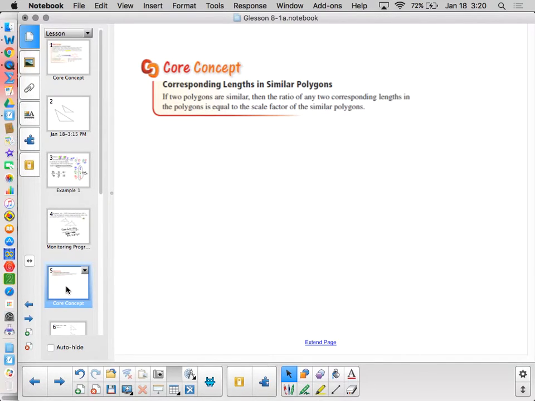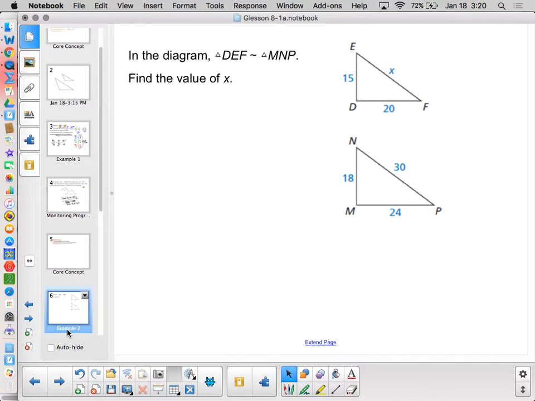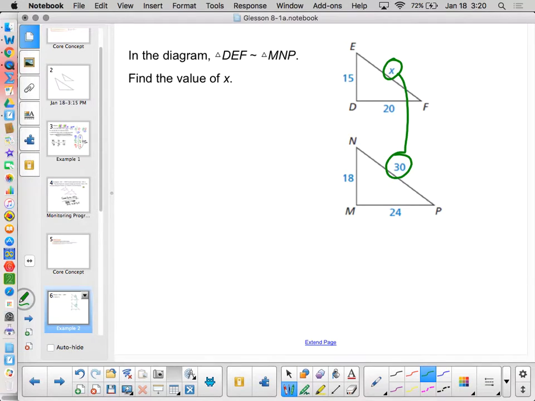All right, corresponding lengths in similar polygons. We can use the fact that it's proportional to set up very simple equations in the form of proportions in many cases to find unknown lengths. This is not a really, really difficult concept. The biggest thing here is consistency. To find the value of x, I have to find which side x compares to. X here compares to a 30 side.